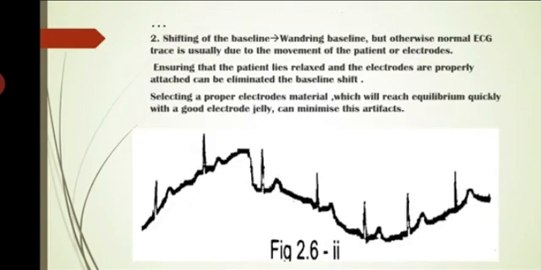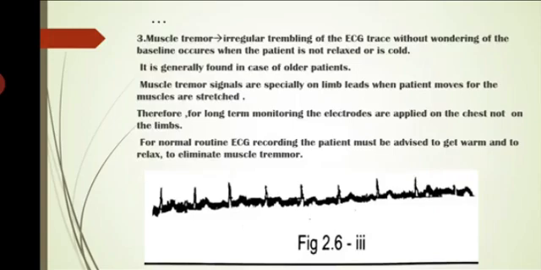Shifting of the baseline: a wandering baseline but otherwise normal ECG trace is usually due to the movement of the patient or electrodes. Ensuring that the patient lies relaxed and the electrodes are properly attached can eliminate the baseline shift. Selecting proper electrode material, which will reach equilibrium quickly, with a good electrode jelly can minimize these artifacts.